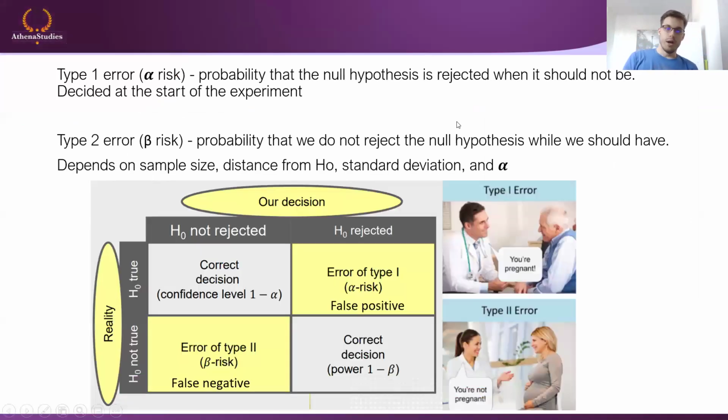So a type 1 error, or alpha risk, or alpha, is the probability that the null hypothesis is rejected when it should not have been rejected, and it is decided at the start of the experiment. Can someone tell me what a type 1 error is? What is a synonym for type 1 errors? Go, go, go. We should know it by now. If you go back through all the terms we already discussed today, what do we think the type 1 error is called? False positive? Is it false positive or double?